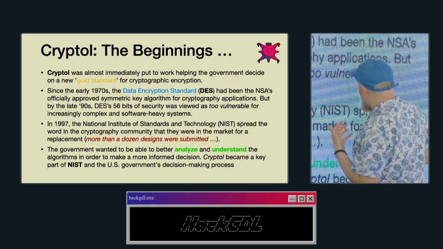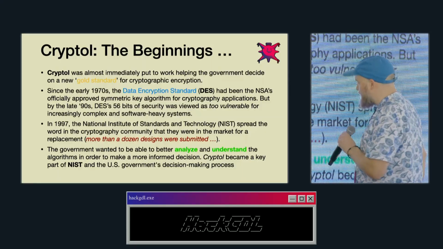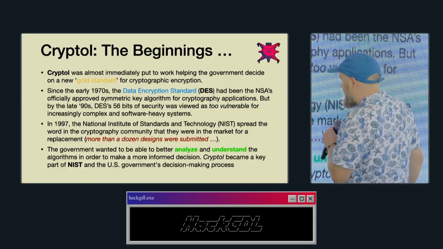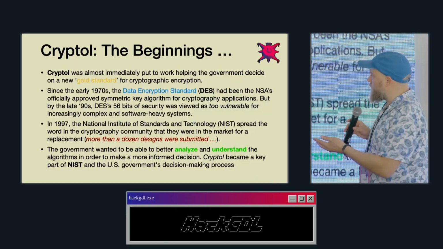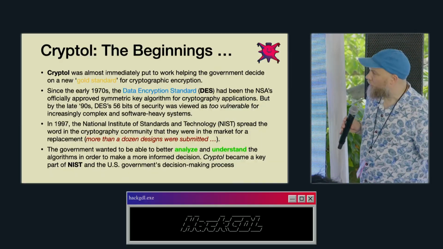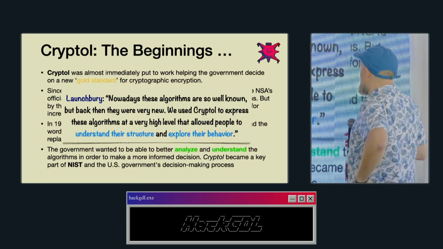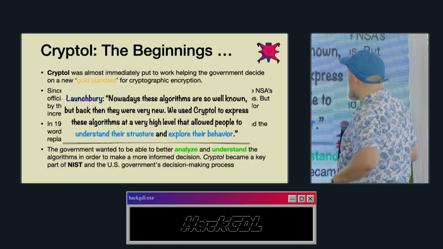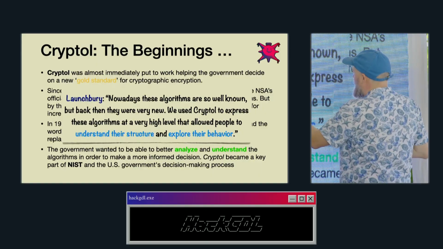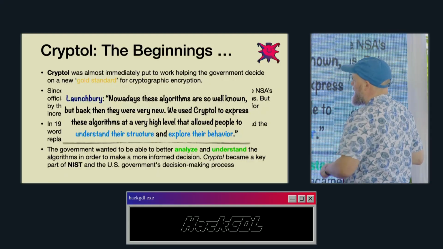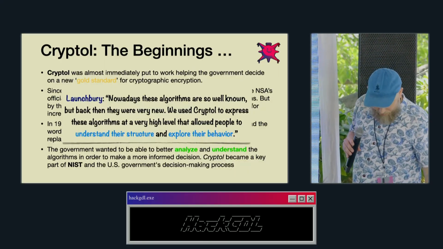So Cryptol was basically a way the government wanted to analyze and understand these different proposals better. This was one of the motivations. It became a key part of NIST's decision-making process, so they could use these cryptographic models to make more informed decisions. Nowadays, these algorithms are very well known. AES is not something new, but at this time they were not that well known, and it was not so obvious what possible vulnerabilities they had, so understanding better the structure and implementation of these things mattered. I think you need to see this in the context of the time as well.